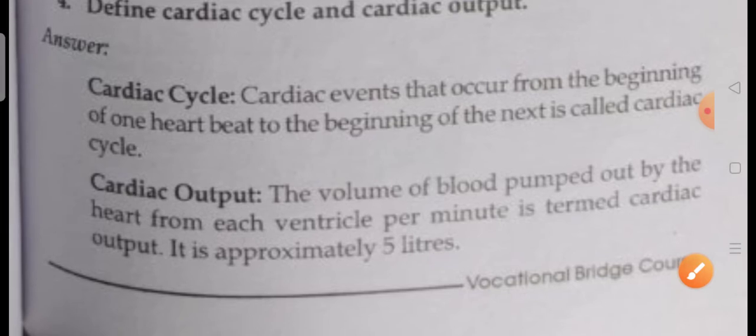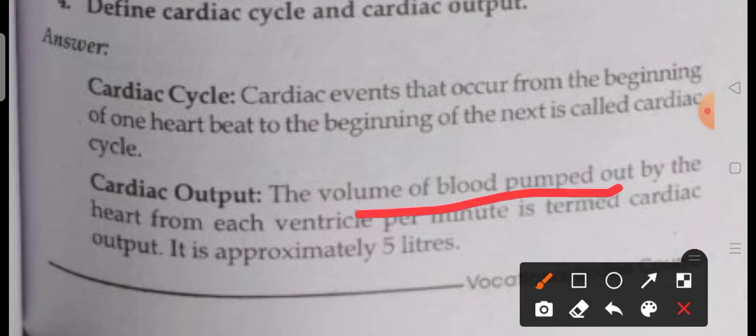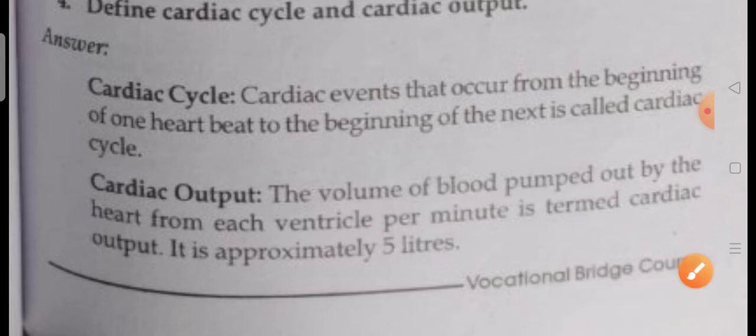Next, cardiac output. The volume of blood pumped out by the heart from each ventricle per minute is termed the cardiac output. It is approximately 5 liters.